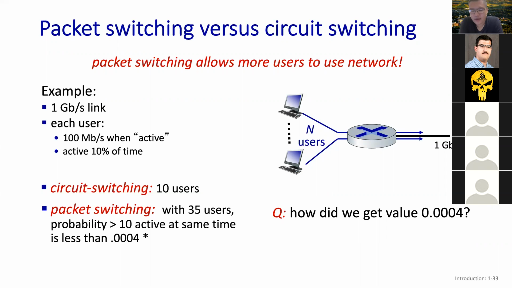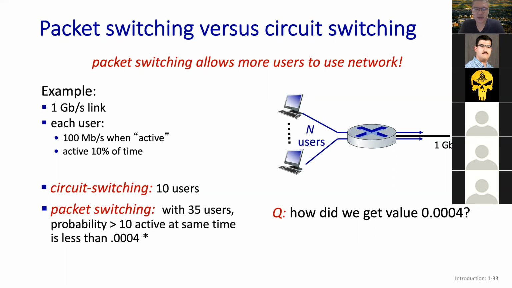But the question is how we can get this probability. Before we answer this question, the conclusion is that with circuit switching, you can only allow 10 users, but now we have 35 users, and the probability of more than 10 active users is very, very low. So the 35 users can use the network without incurring any severe problem. That's our conclusion. But how can we get this probability? This is the problem we want to solve.